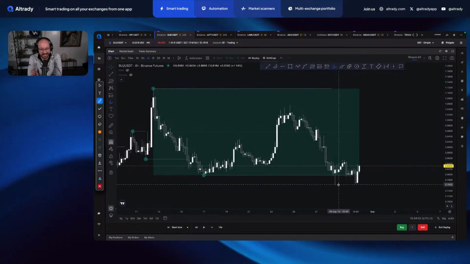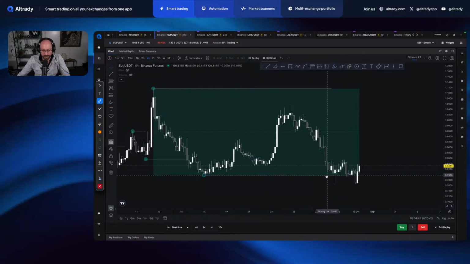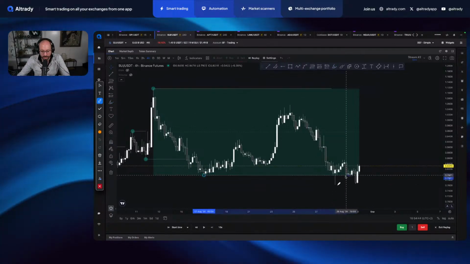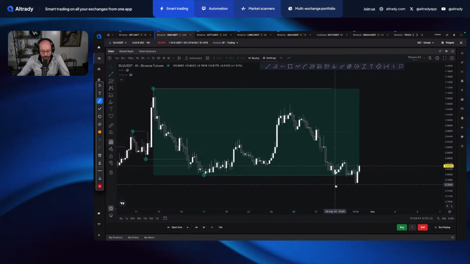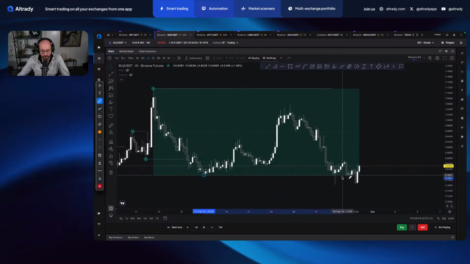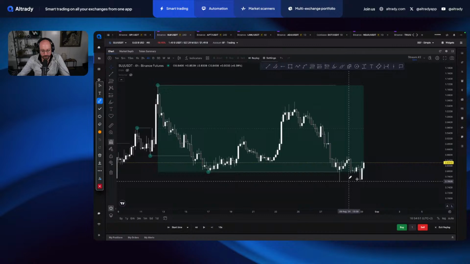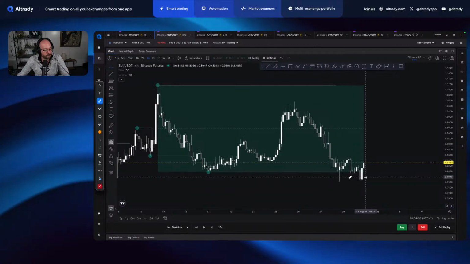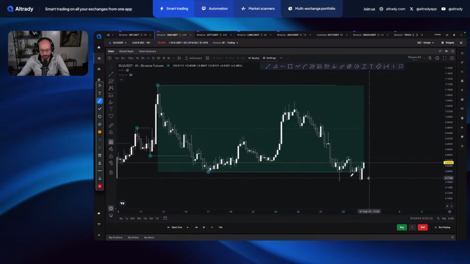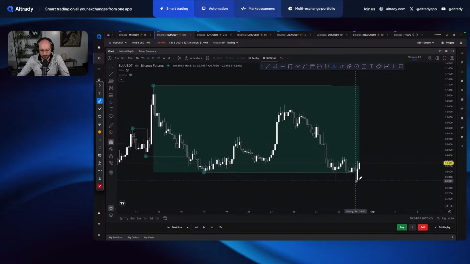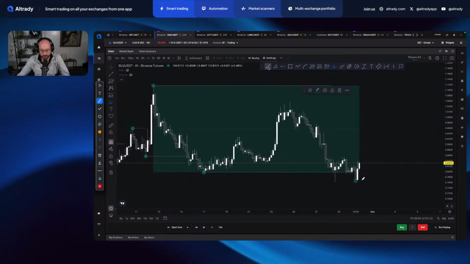So what do you see here? Like we had this wick below the line. I would say that is a sweep because it didn't close. Yeah, exactly. So this was a sweep and it was followed by the actual breakout. So we can say that this is a new swing low.